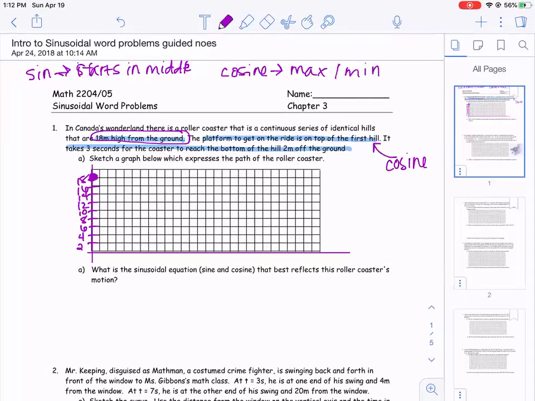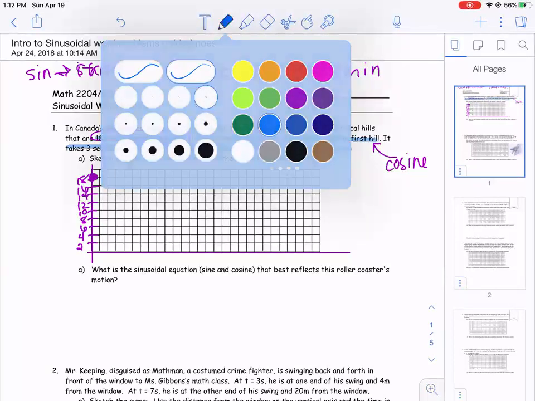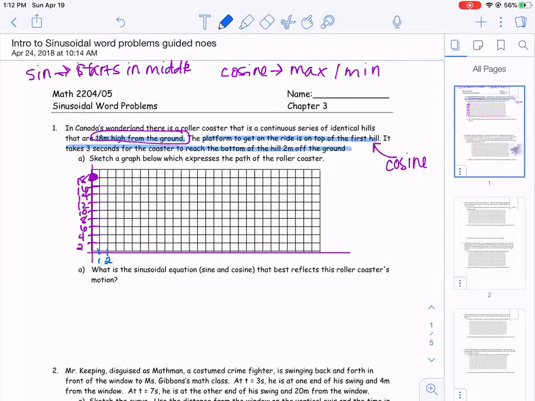Okay, then it says that it takes 3 seconds for the coaster to reach the bottom of the hill, which is 2 meters off the ground. So that's 1 second, 2 seconds, 3, 4, 5, 6, 7. It takes 3 seconds, that means that the bottom of the hill is at 3 seconds, and it's 2 meters off the ground, so it's at 2 meters.